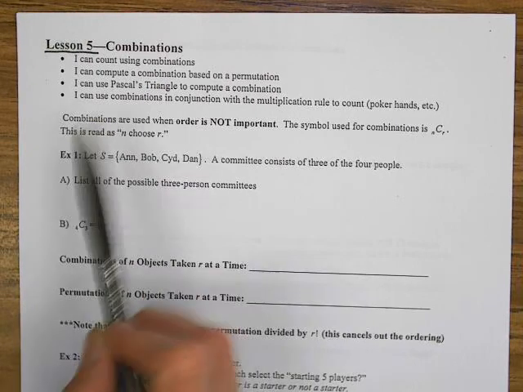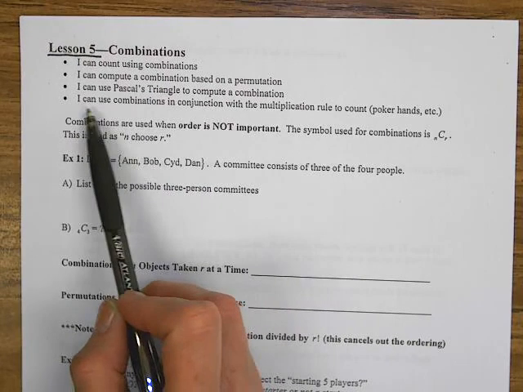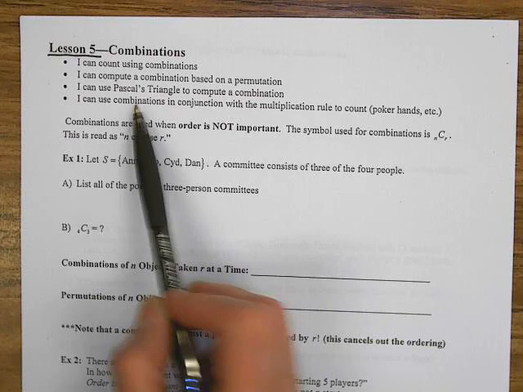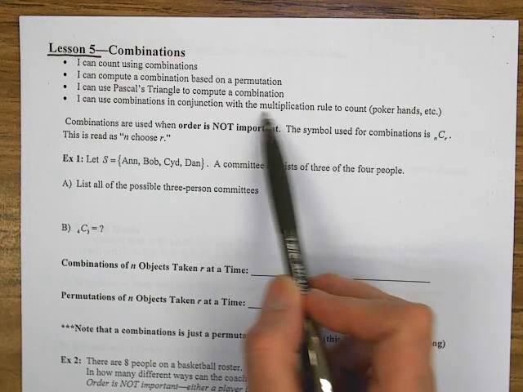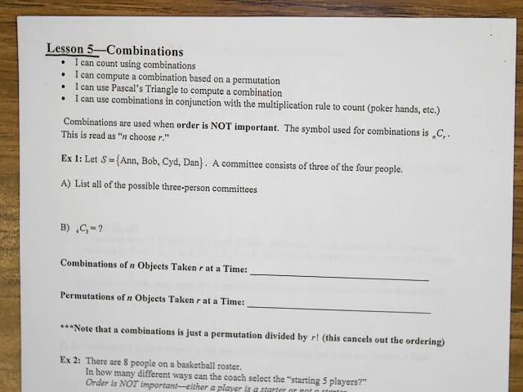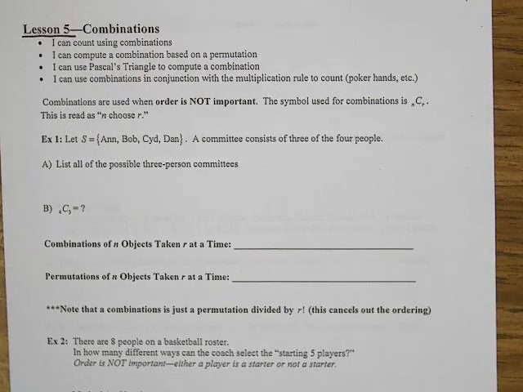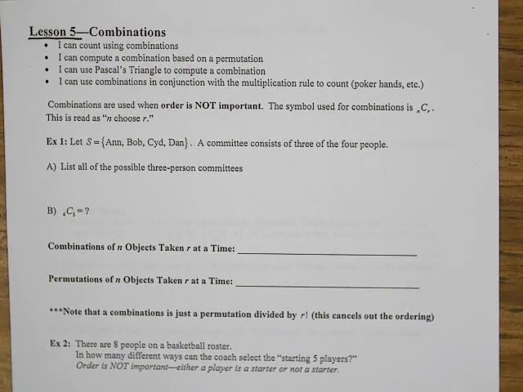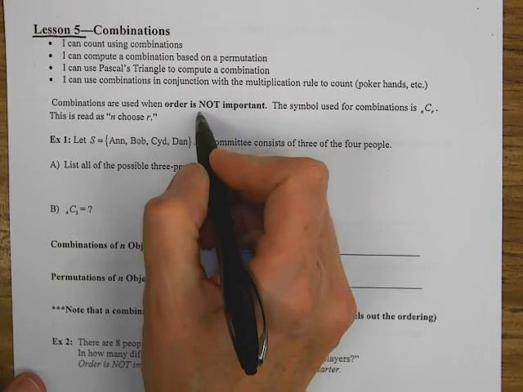And then a lot of what we're going to do today is be actually counting using combinations, but counting in conjunction with the multiplication rule, which we've already learned. Specifically, we're going to talk about a lot of different poker hands for those of you who are poker players. Combinations are used when order is not important.